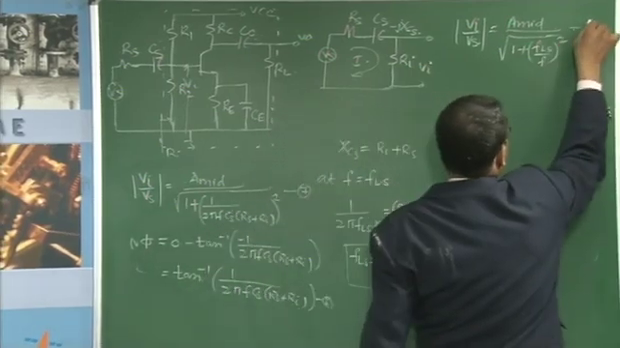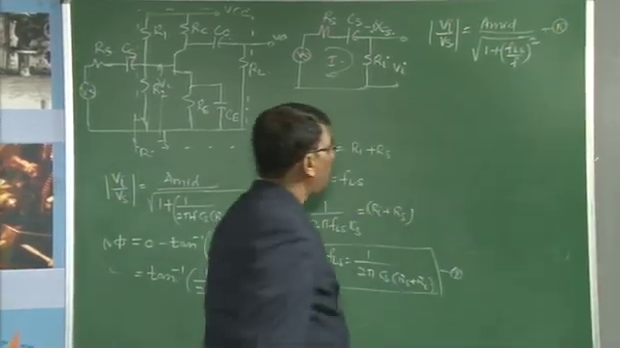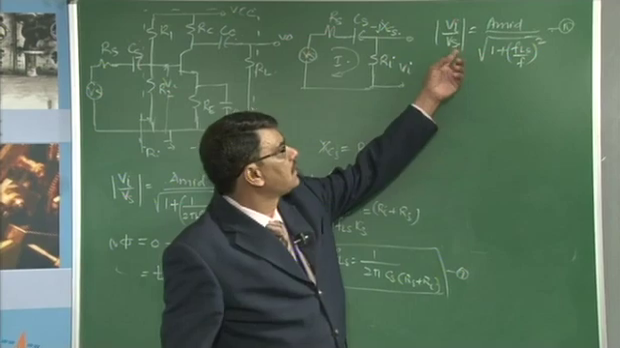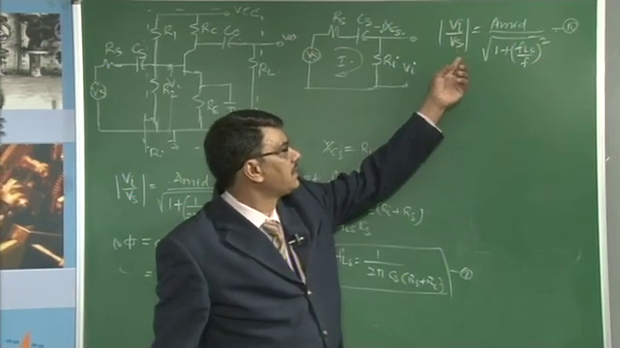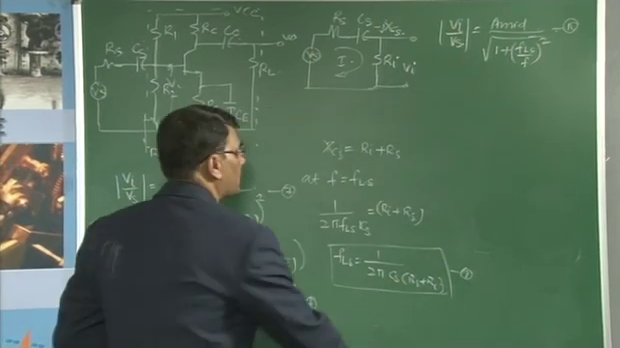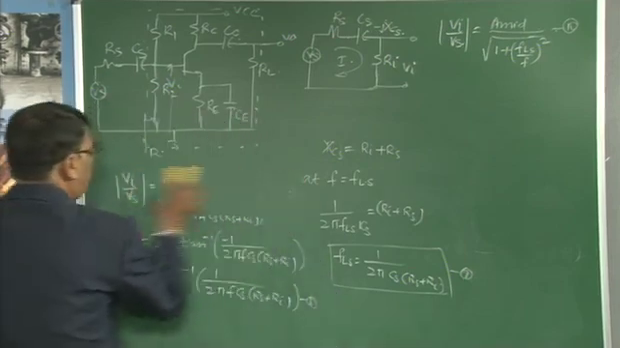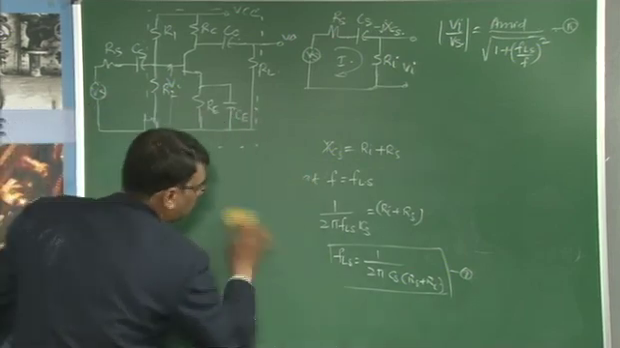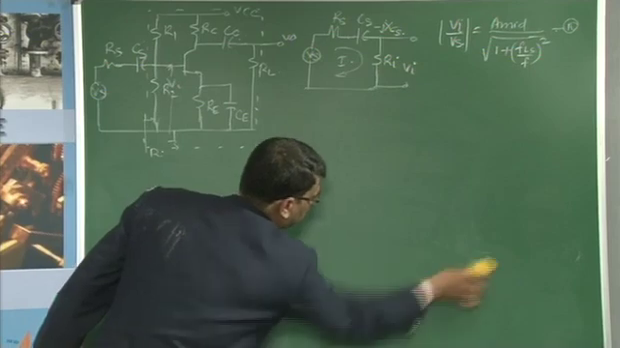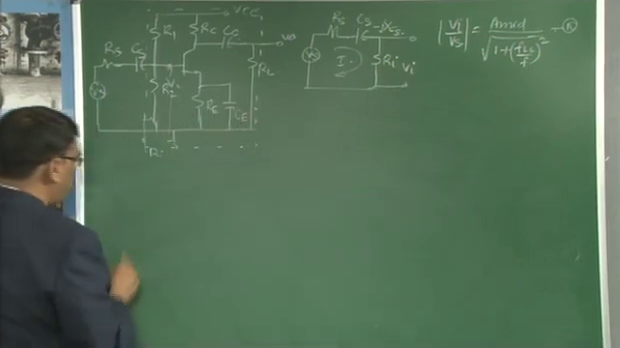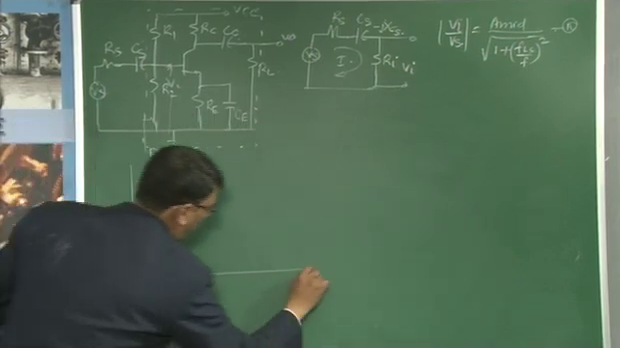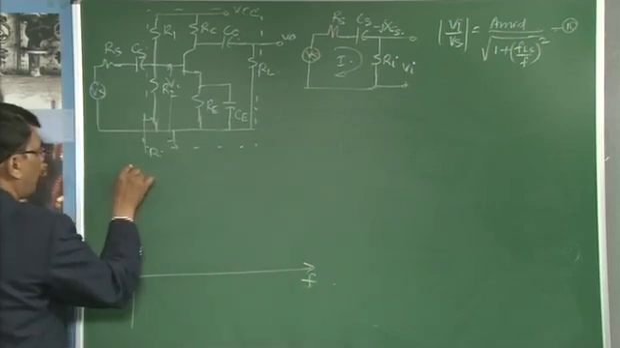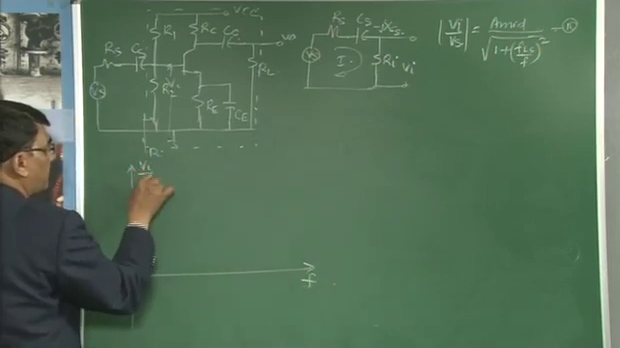This is the gain of the amplifier. Now, you have to plot frequency versus gain, or Vi by Vs. This is known as a Bode plot. For the Vi by Vs, that response is given by this. It means you plot frequency versus the magnitude of Vi by Vs, which is a ratio.